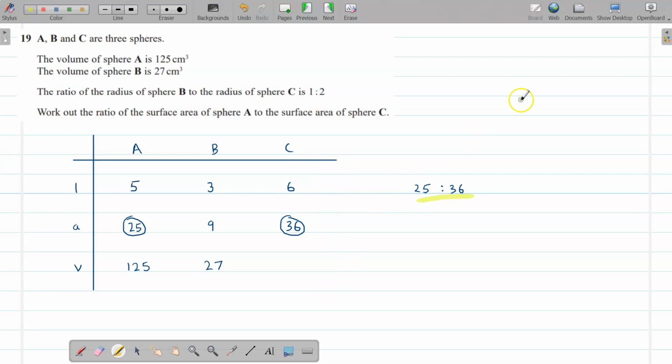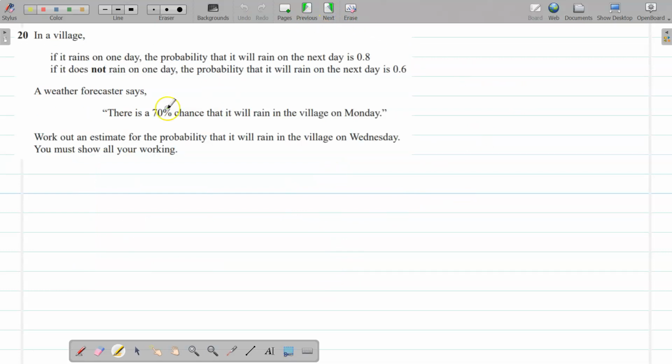And the next question. Now this question about probability involves 3 successive events: Monday, Tuesday and Wednesday, whether it will rain or not. So if you did a tree diagram, it would have 3 levels and quite a lot of branches. You don't really need to do a tree diagram for this. You could just carefully pick out the relevant numbers.